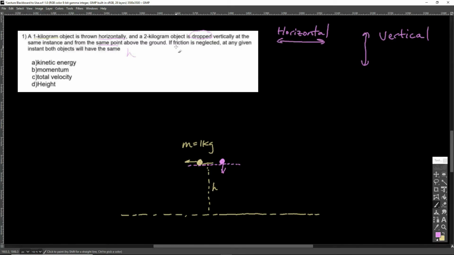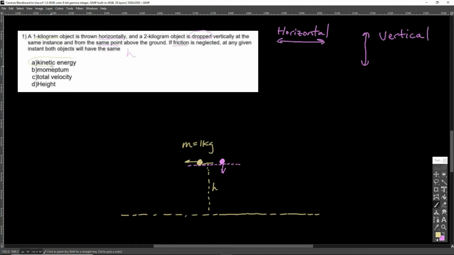So if friction is neglected, and by that they mean there's no air friction, at any given point, both objects will have the same. So will they have the same kinetic energy, momentum, total velocity, or height? Okay, so let's look at each of these and see which one is correct.